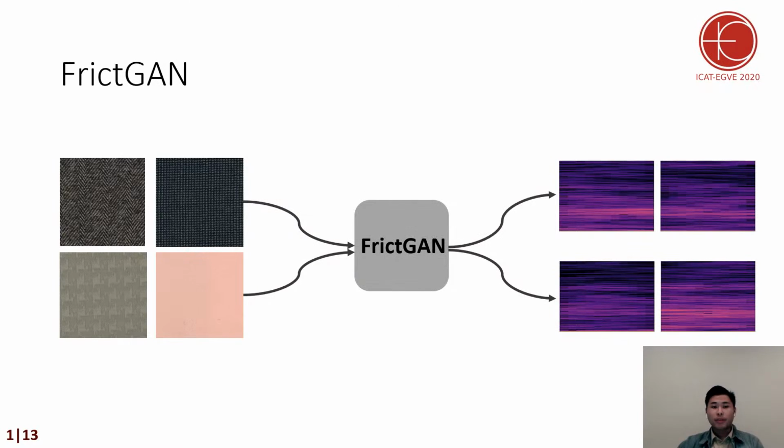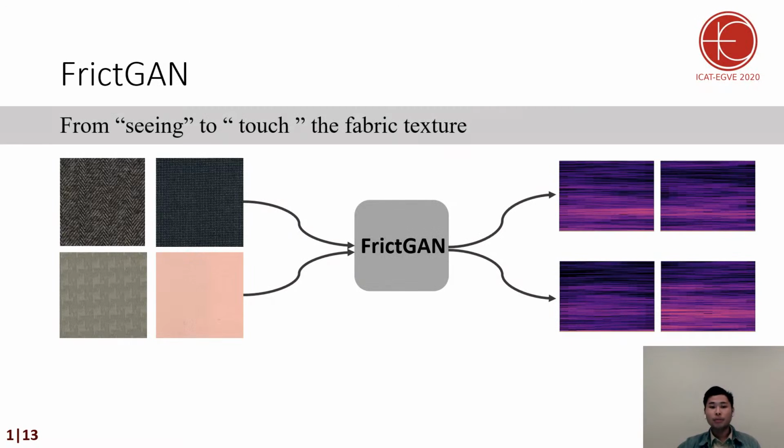In this slide, I will give a brief introduction on our work, FrictGAN. FrictGAN is an end-to-end system that takes fabric RGB images as input and automatically generates frictional coefficient signals for rendering the haptic texture of fabrics from the input image. With FrictGAN, users could feel the fabric surface texture from visual stimuli. In this part, we use the amplitude spectrogram as a 2D representation of frictional coefficient data, which are similar to time series signals. Our goal is to let humans go from seeing to touching fabric texture.